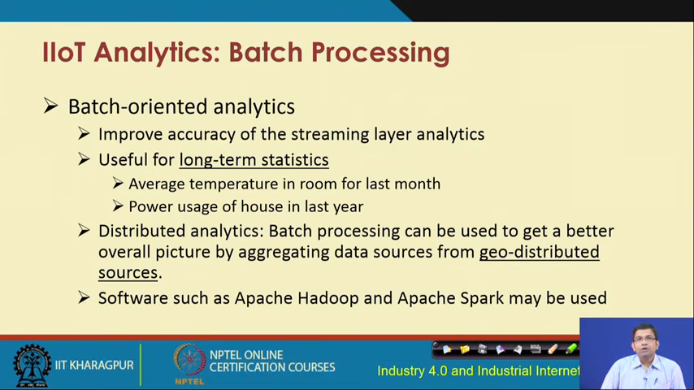So, this is very important. Distributed analytics is very important because, as I said earlier, we are talking about industrial scenarios where different machines and their components are all geo distributed, and some kind of data aggregation and intelligence will have to be performed as close as possible to these different components and their sources of origination. So, software such as Apache Hadoop, Apache Spark, etc. may be used for these purposes.